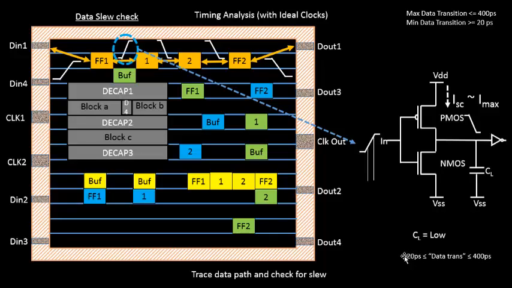If the data transition goes below 20 picoseconds, there is a problem: within a very short period of time there is a huge current demand, and that might lead to power overshoot. And if the data transition goes beyond 400 picoseconds, there is a huge amount of time during this transition where both your NMOS and PMOS are on.